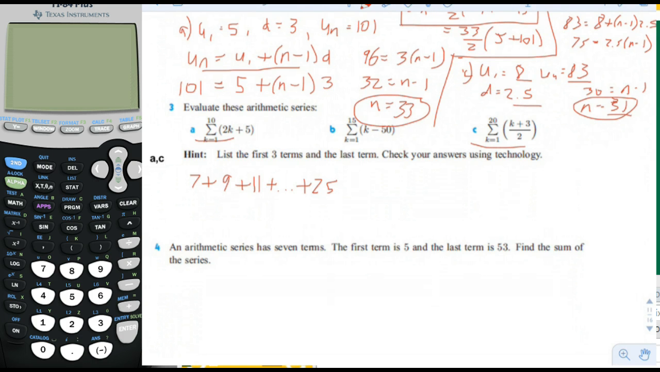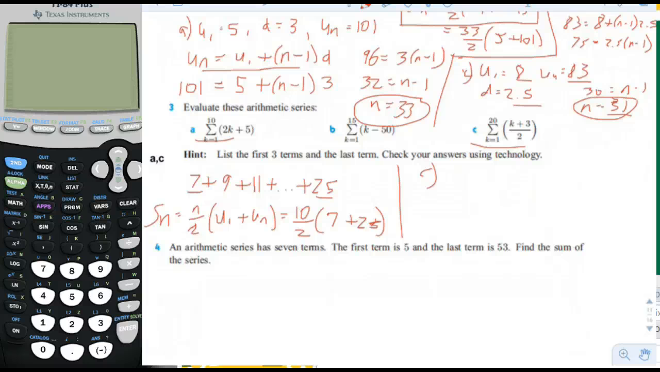Okay? And so you could use the sum formula, which remember looks like this, right? So you would have n would be 10, right? Because you know there's 10 terms. U1 is 7, right? And the last one is 25. Okay? So that's A.